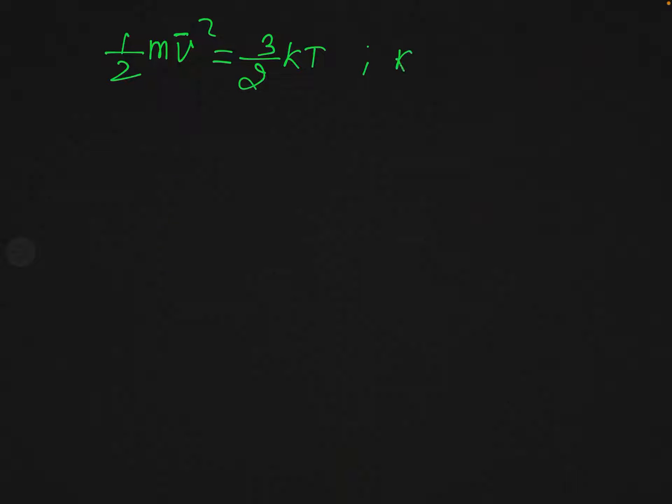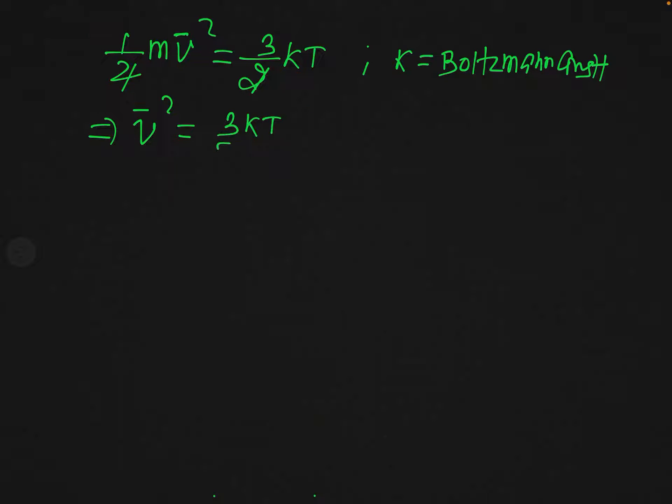Actually here this k is a very important constant of heat and thermodynamics. This is called Boltzmann constant. And so from this equation you can say that this v bar square will be what? This 2 and this 2 will cancel out, and this is 3 kT over m.